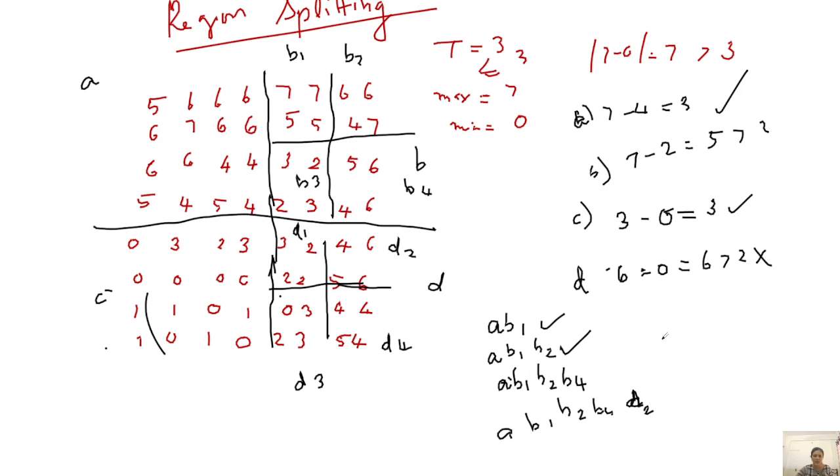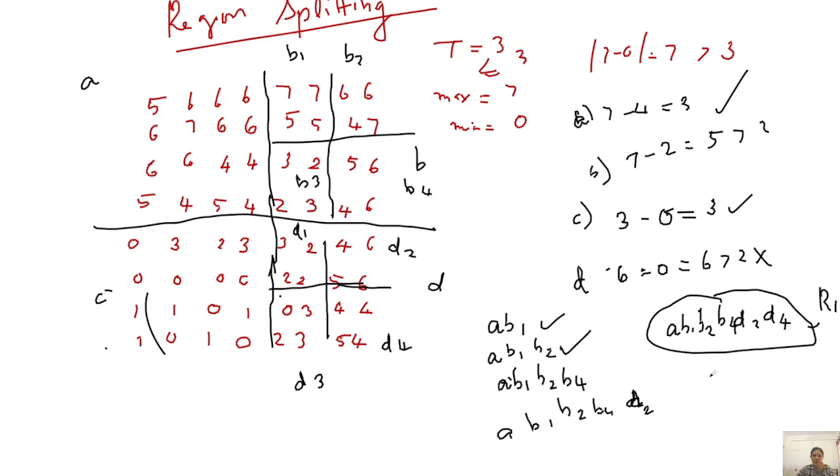The next and final possibility is A, B1, B2, B4, D2 and D4. In this also, for D4 the minimum pixel is 4 and the maximum pixel is 7. So in this also it is satisfied. So we can say that A, B1, B2, B4, D2 form one region.